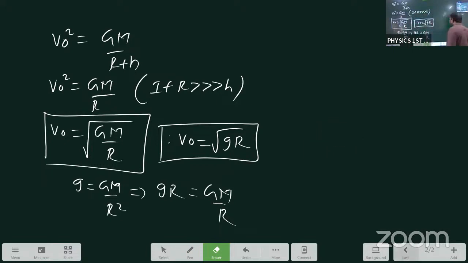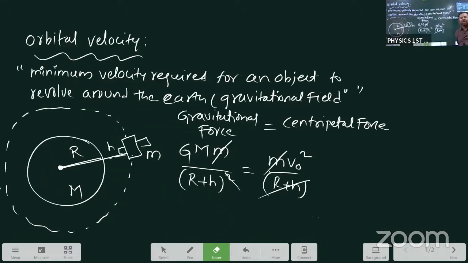Now listen, student. First, orbital velocity: the minimum velocity required for a satellite to revolve around the earth, to revolve in the gravitational field. When a body moves in a circular path, because huge bodies are present, gravitational force arises. Gravitational force provides the necessary centripetal force.